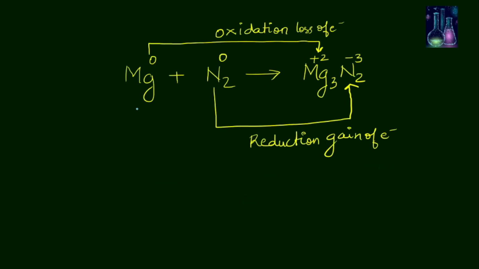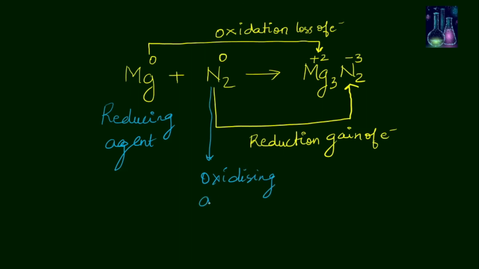So the one which is undergoing oxidation is a reducing agent, and the one which is undergoing reduction is an oxidizing agent. So I hope you understood what we mean by reducing agent and oxidizing agent and how to identify them. Let's have one more example.